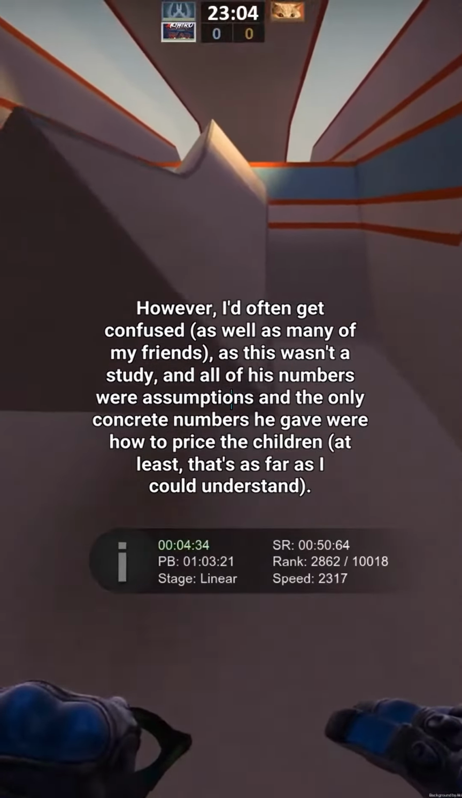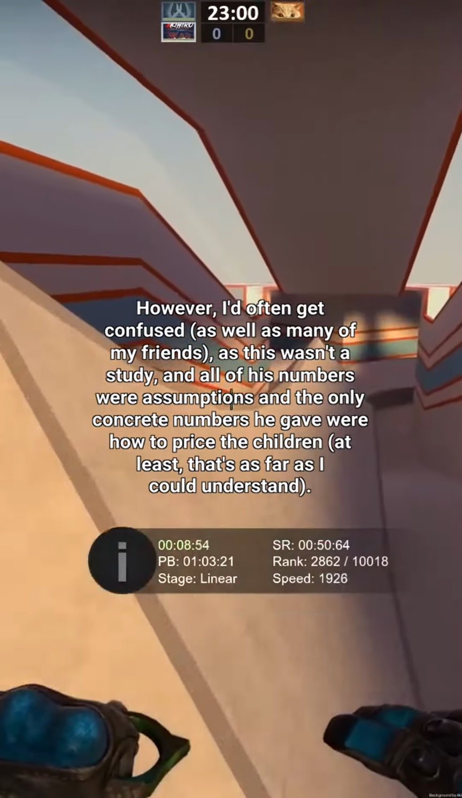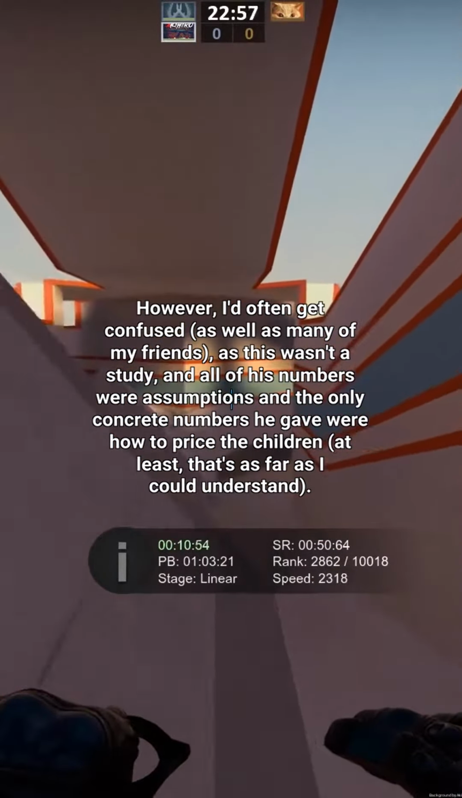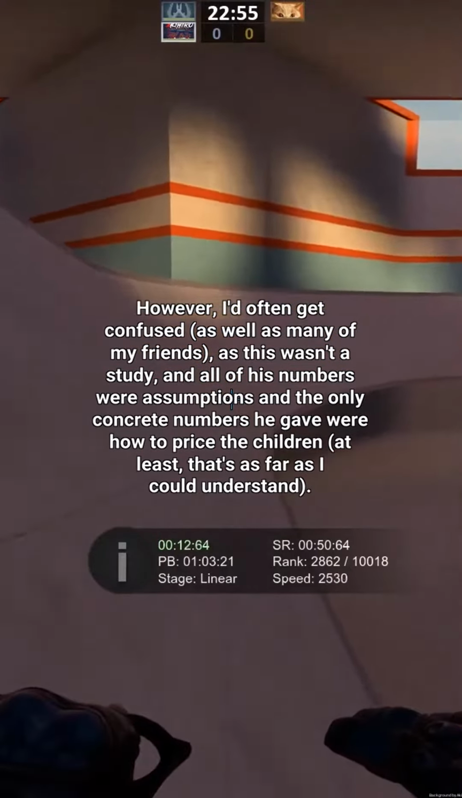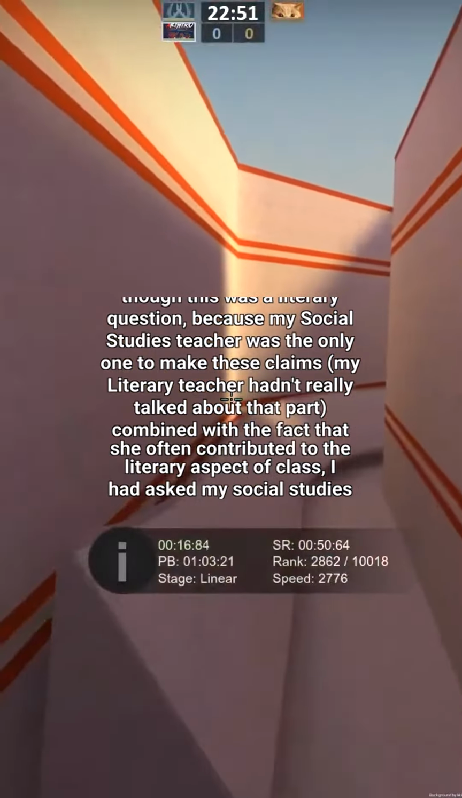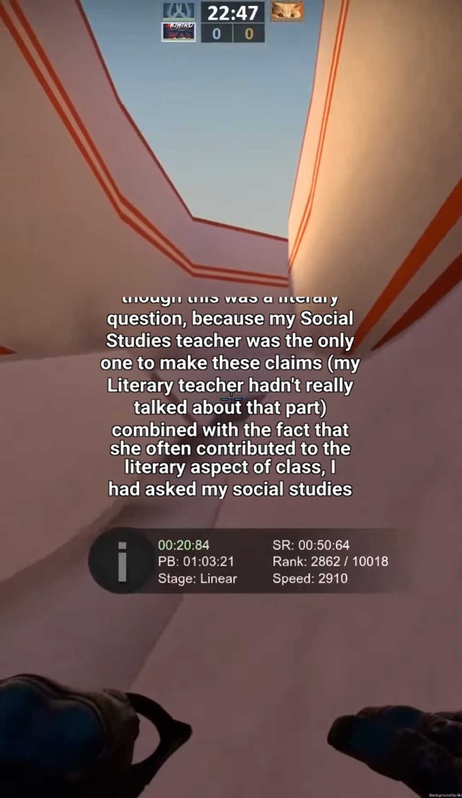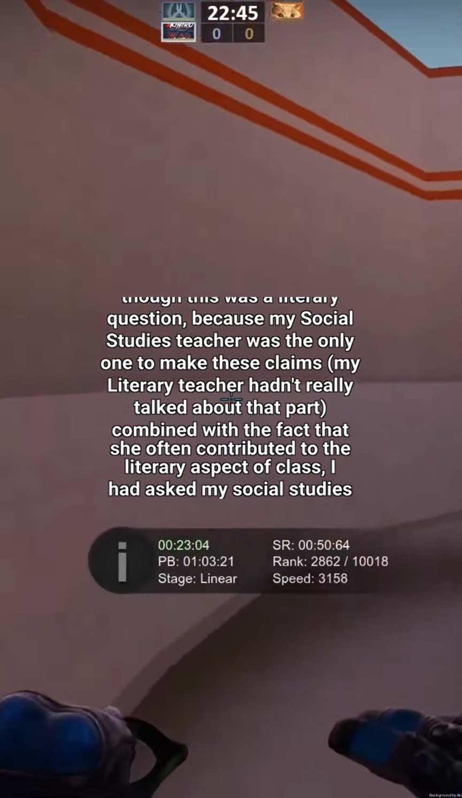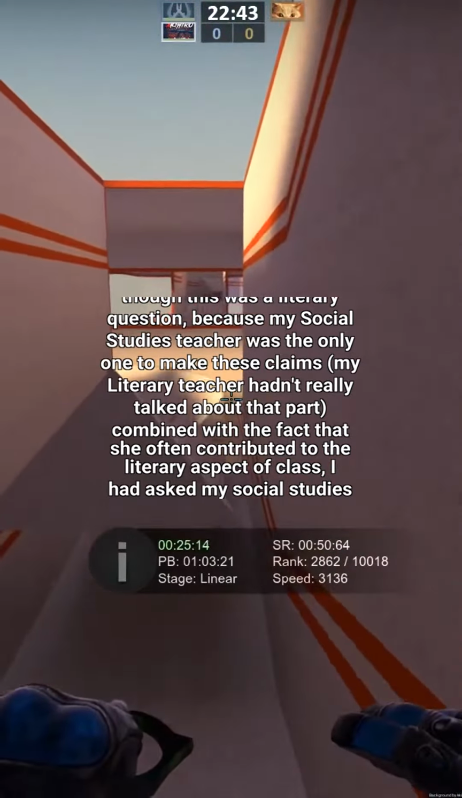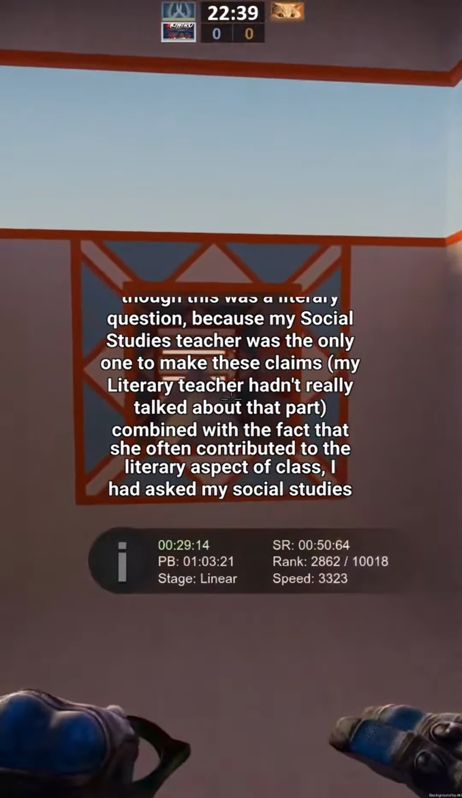However, I'd often get confused, as well as many of my friends, as this wasn't a study, and all of his numbers were assumptions and the only concrete numbers he gave were how to price the children. At least, that's as far as I could understand. I was a bit confused, even though this was a literary question, because my social studies teacher was the only one to make these claims. My literary teacher hadn't really talked about that part, combined with the fact that she often contributed to the literary aspect of class. I had asked my social studies teacher the question.